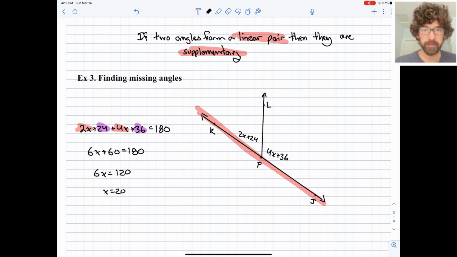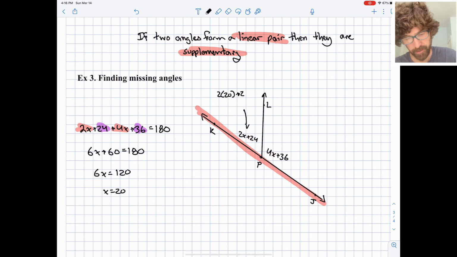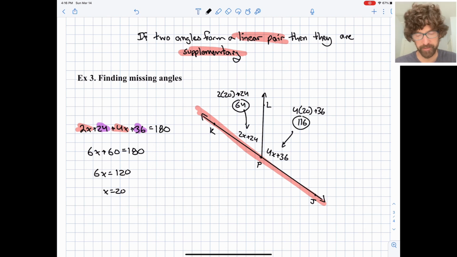That doesn't mean that's the measure of the angle. That means that's what x is equal to. So 2x plus 24 is 2 times 20 plus 24, which is 64 degrees. And 4x plus 36 is 4 times 20 plus 36, which is 116 degrees. So we're able to determine the measures of each of those angles.